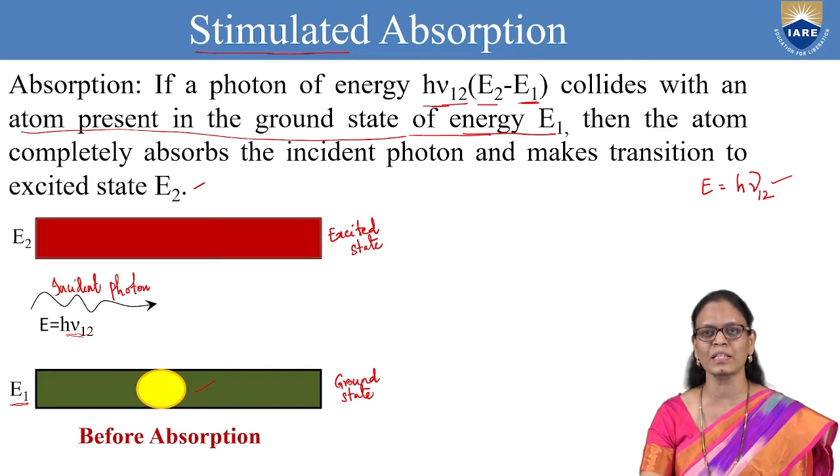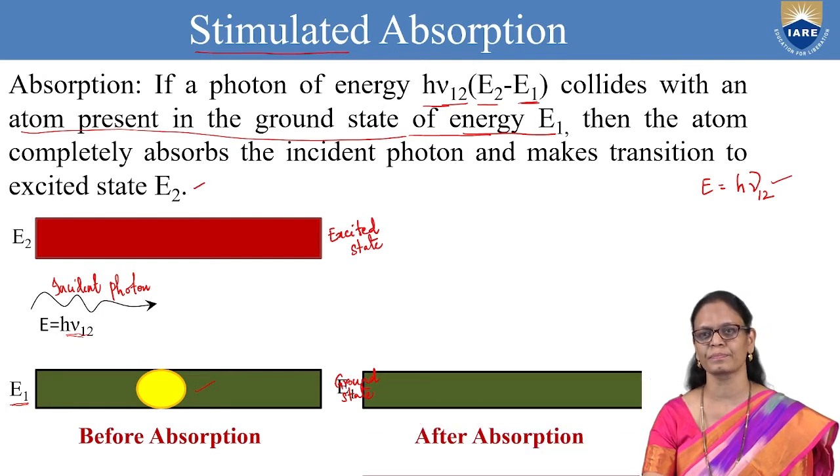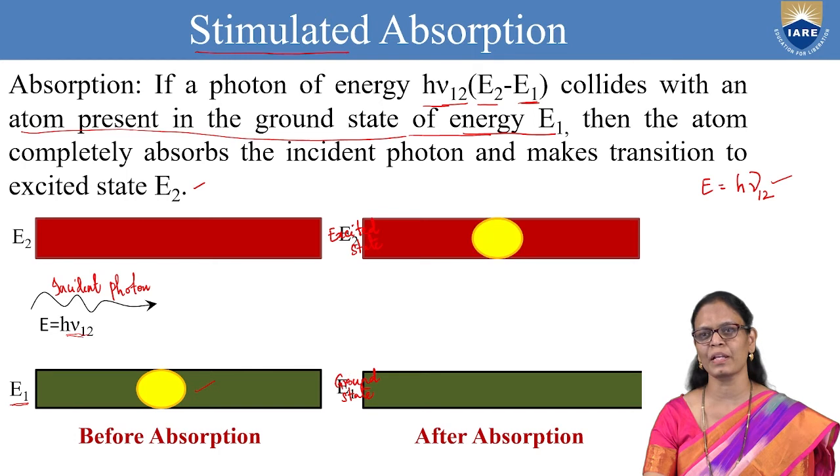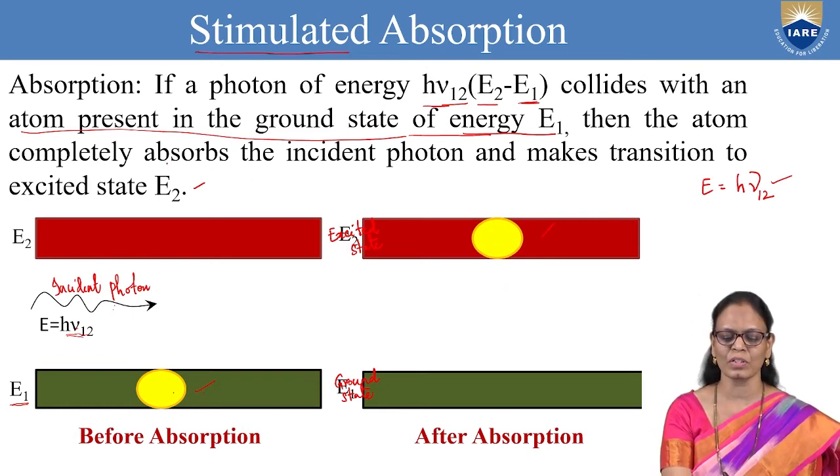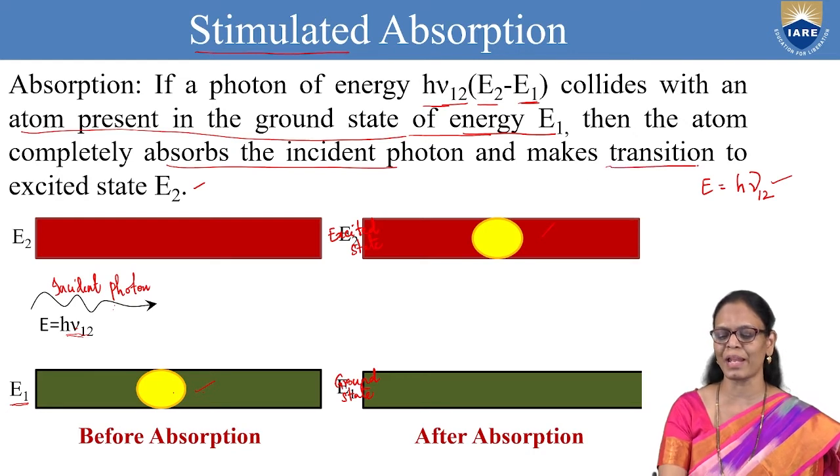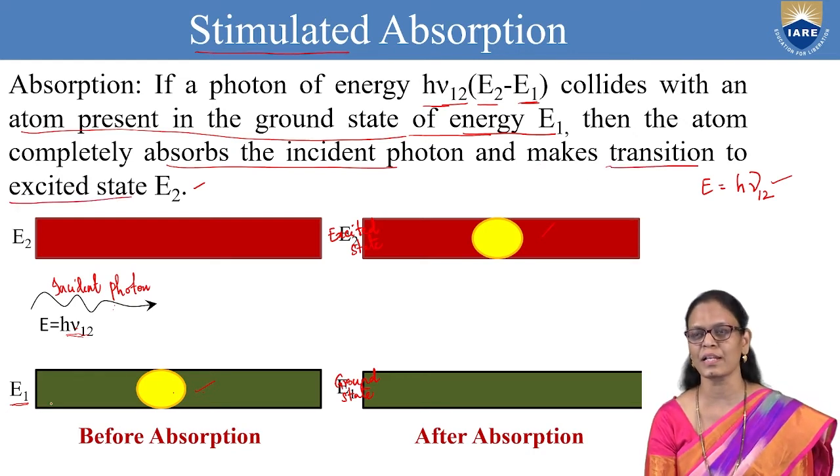Now what happens when this incident photon collides with the atom in the ground state? So what is happening here? The atom will go to the excited state. From the ground state, after absorbing the energy from the incident photon, it will be able to go into the excited state. So there is a transition taking place from ground state to excited state. It absorbs the incident photon and makes a transition to the excited state. Transition is nothing but a movement from the lower level to higher level in this case.